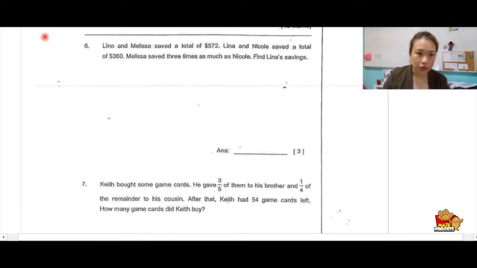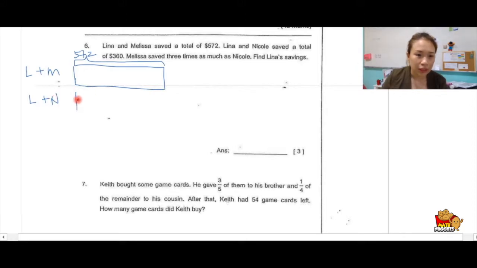Question 6, I'll draw a model. This is a repeated identity model. So I'm going to draw Lynn and Melissa, L plus M. They saved a total of $572. Then L plus N, they saved a total of $360. And you can see here that L is repeated. So I'm just going to cut out one part here. Call this L, right? And if this is L, M would be here.